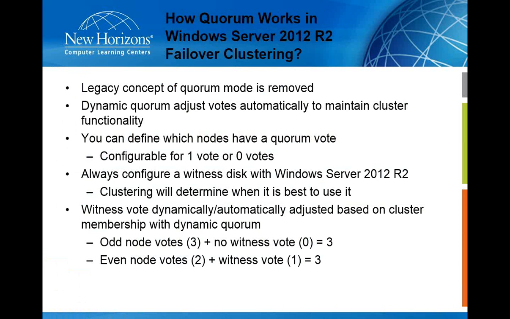So how does this change? Those were the legacy concepts that we have. We still keep those. You can use them if you want to. Old quorum modes like no majority, no disk majority, no file share majority, you probably will no longer use them after you see how the new failover clustering works, but it's still there. Now, they do say it has been removed. No, they're still there. I've seen them.